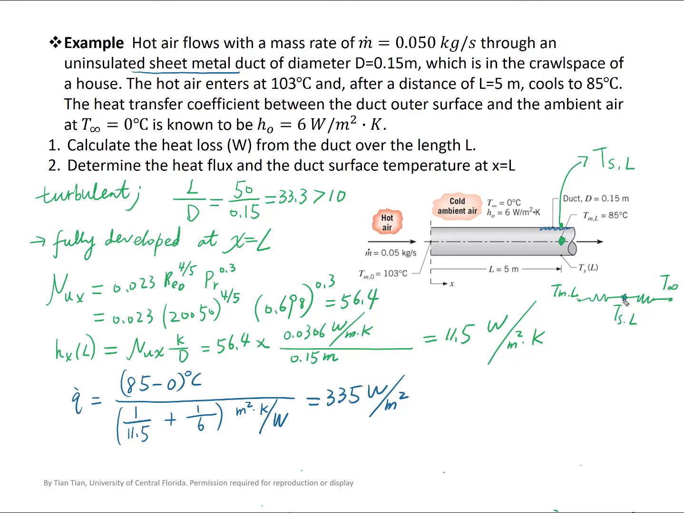Now we can also calculate this temperature. Since q dot is TmL minus TsL divided by 1 over convection coefficient at axis L. From here, we can get TsL. Plug in numbers.